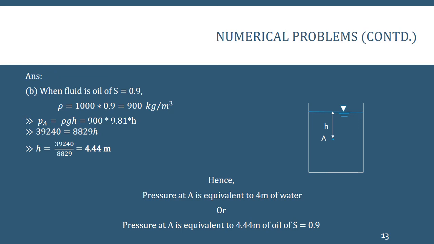If it is said that pressure at A is equivalent to 4.44 meters of oil of S equal to 0.9, you can do 900 into 9.81 into 4.44 to find out the pressure at A. So this is another method of expressing pressure at a point. Instead of directly giving it in Newton per meter squared, you can express it as pressure equivalent to this much amount of fluid. Okay.